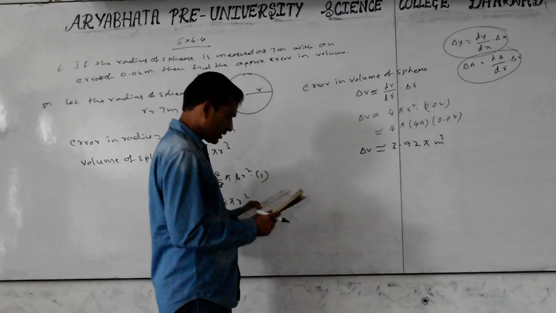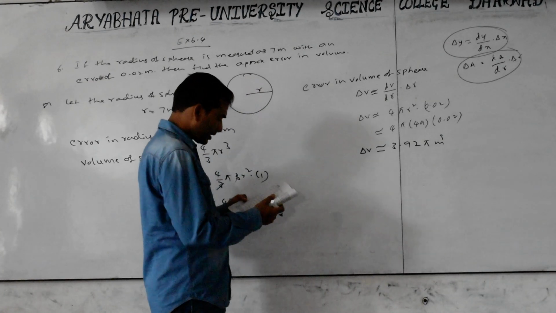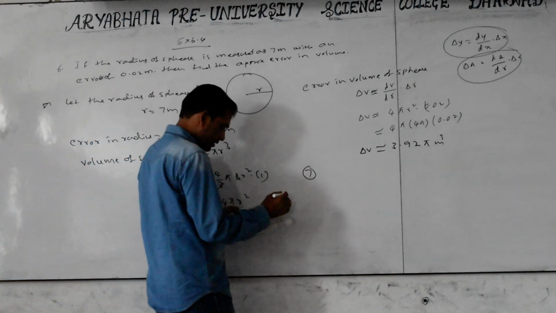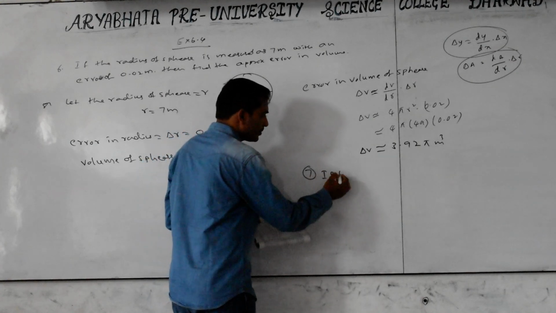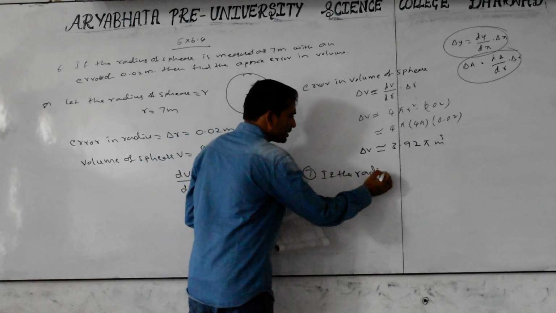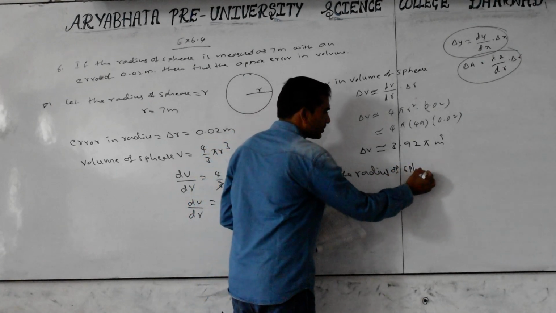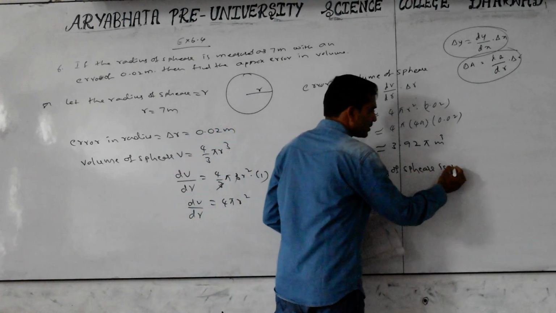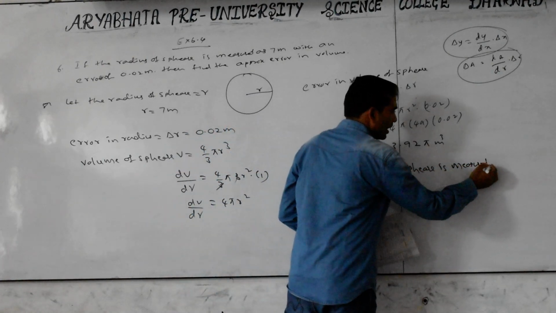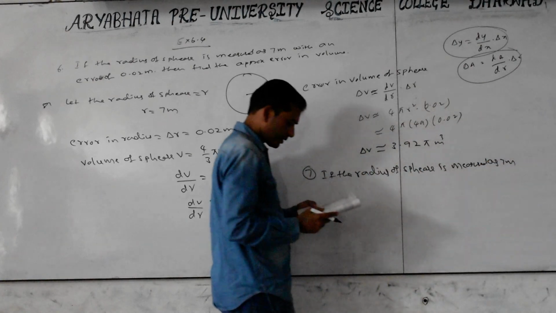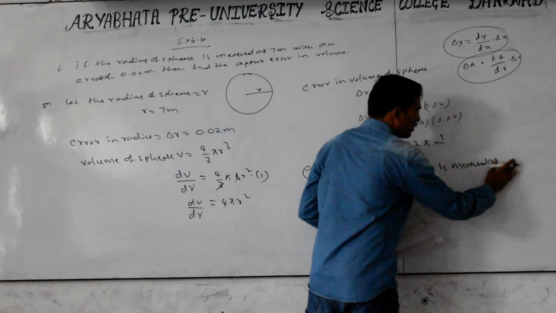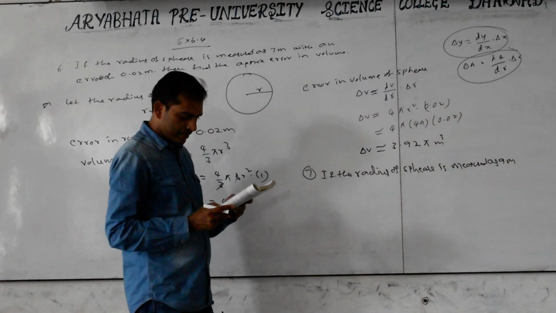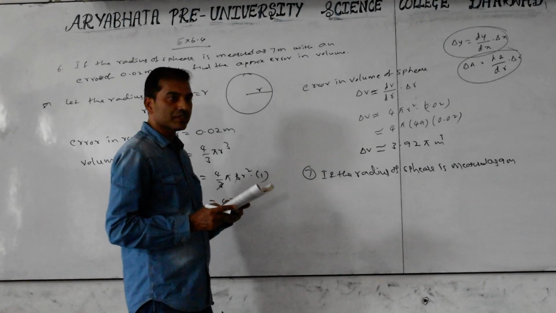Okay. Next, this is 6. Question number 7. If the radius of a sphere is measured as 9 meter with an error of 0.03 meter, then find the approximate error in calculating its surface area.